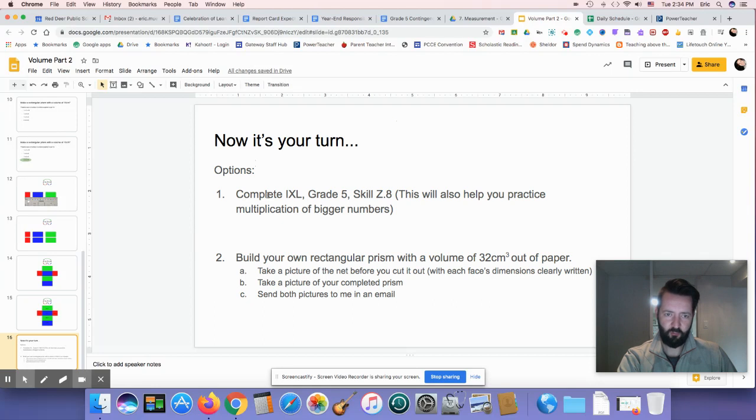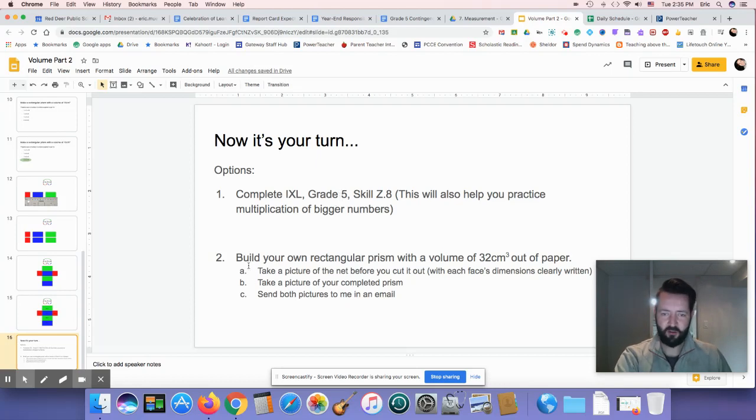So option one, if you prefer doing just the calculating part of things, you can complete IXL grade 5 skills Z8. This is a really good skill to help you practice multiplication of bigger numbers as well, because you're going to be multiplying 3 digits together, 3 dimensions together. So your numbers are going to get a little bit bigger, and it's just great practice all around for multiplication, as well as calculating volume.